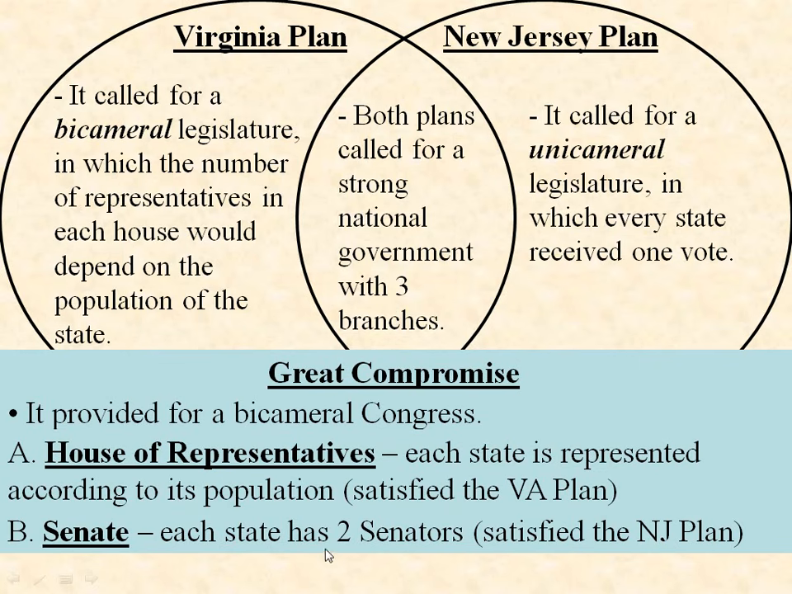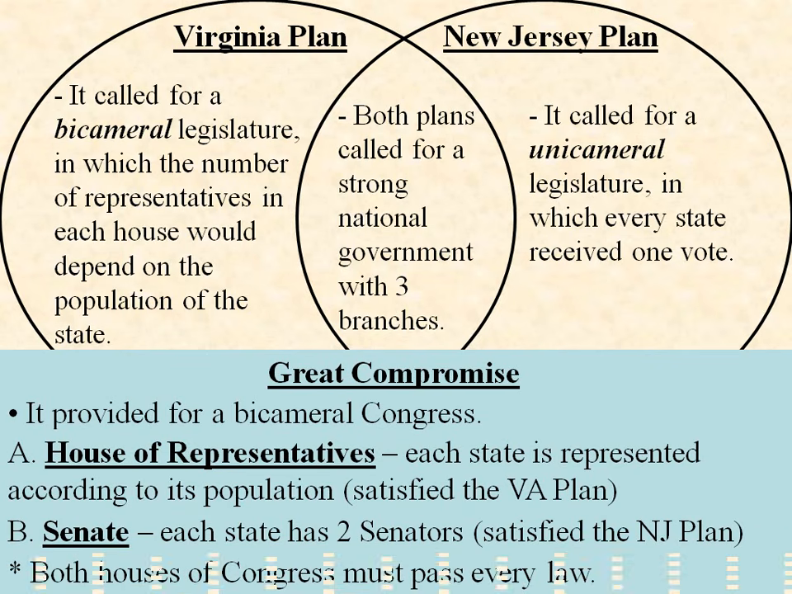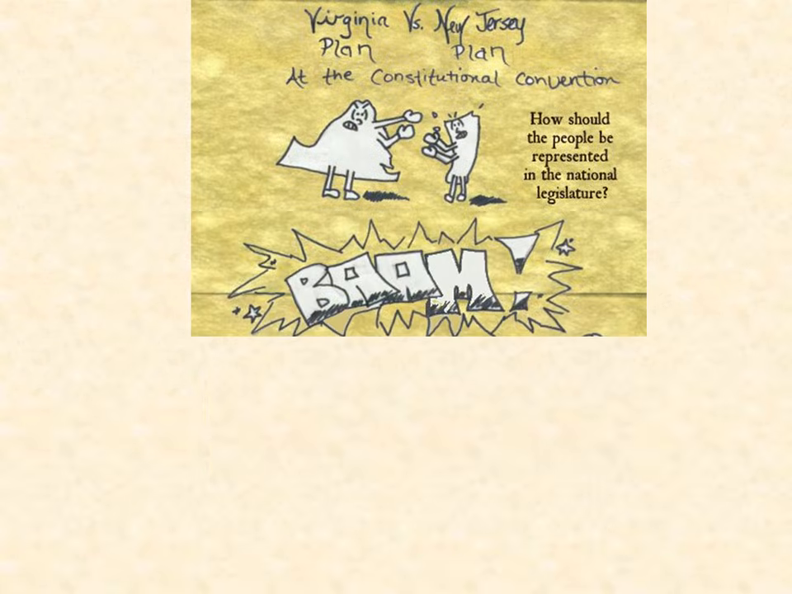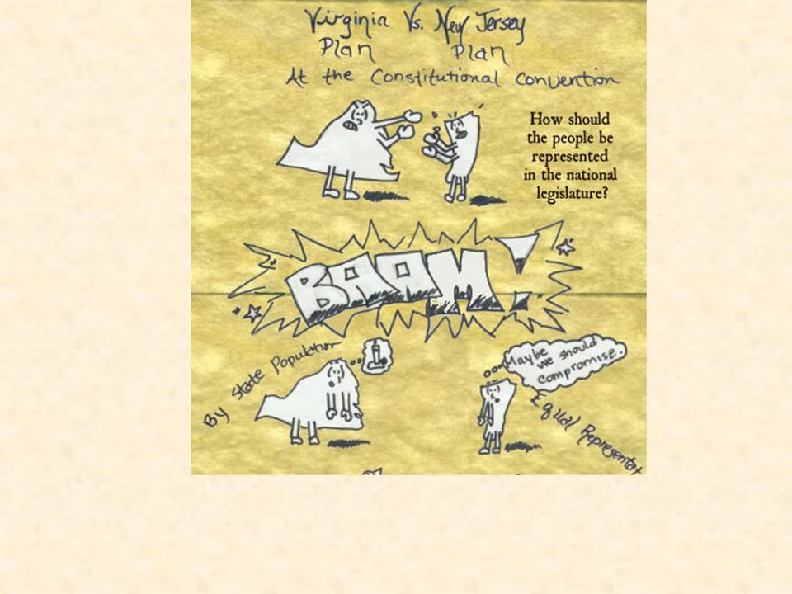So whether you're a little bitty state like Rhode Island, you still get 2 senators. If you're a big state like Texas or California, you still get 2 senators. Both houses of Congress must pass every law. We are compromised.